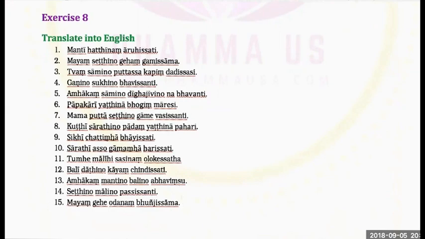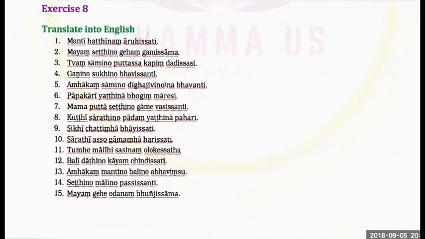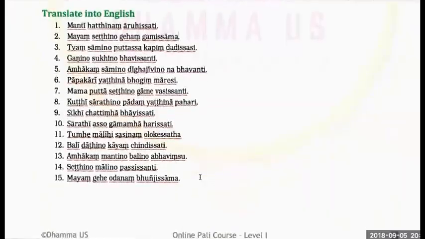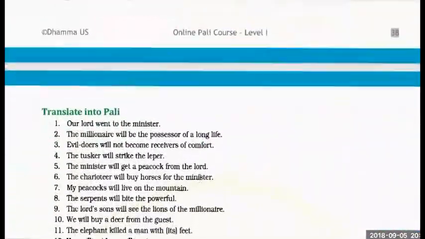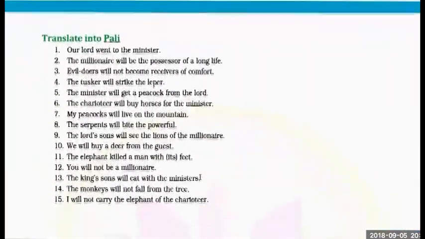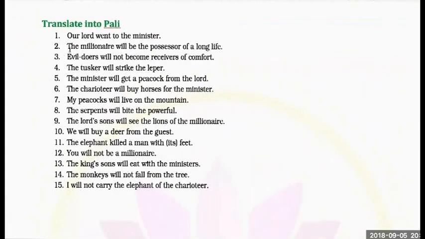Okay, so you can see not only future tense, there are other tenses too. You can have a look at these verbs very carefully when you translate. Okay, let's go to translate into Pali. Our Lord, translate into Pali.